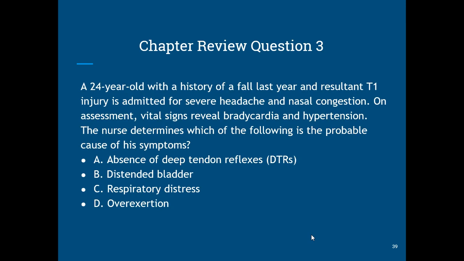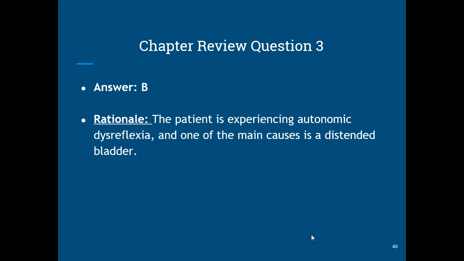A 24-year-old with a history of a fall last year and a resultant T1 injury is admitted for severe headache and nasal congestion. On assessment, vital signs reveal bradycardia and hypertension. The nurse determines which of the following is the probable cause of his symptoms: absence of deep tendon reflexes, distended bladder, respiratory distress, or overexertion? Go ahead and pause. The answer is B. This is classic autonomic dysreflexia. One of the causes is a distended bladder.